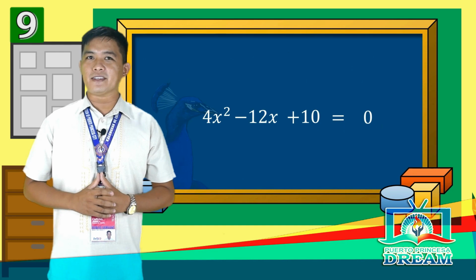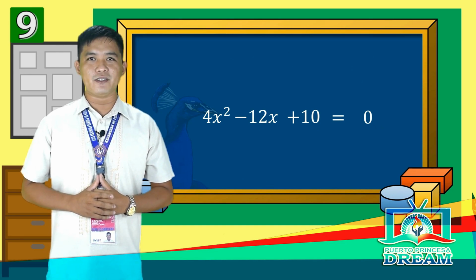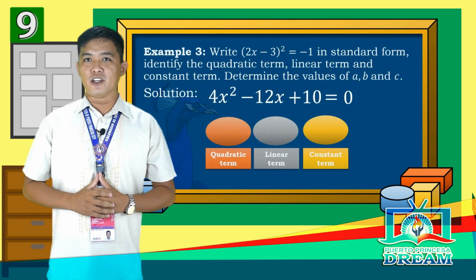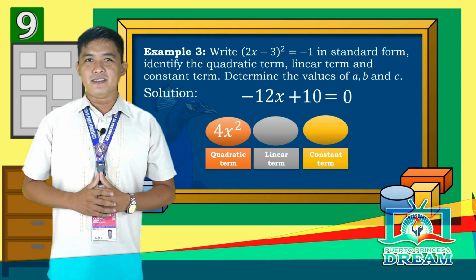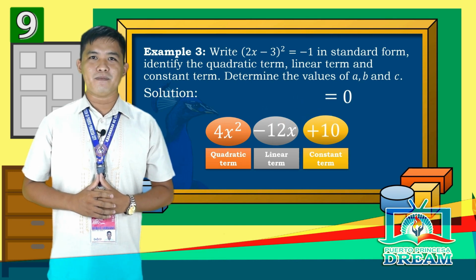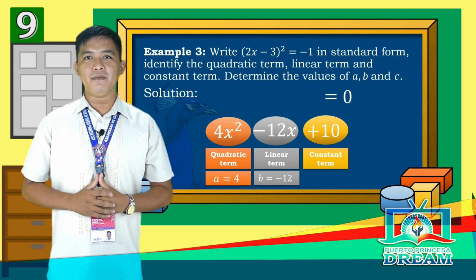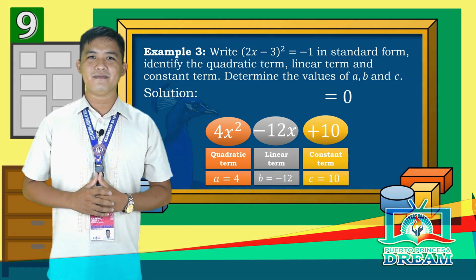The equation 4x squared minus 12x plus 10 equals 0 is now in its standard form, and the quadratic term is 4x squared. The linear term is negative 12x and the constant term is 10. The value of a is 4, b is negative 12, and c is 10.